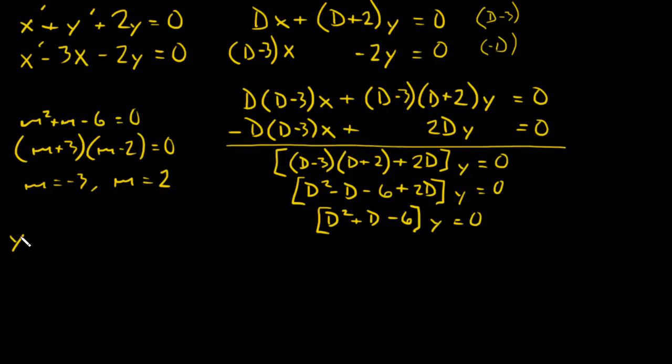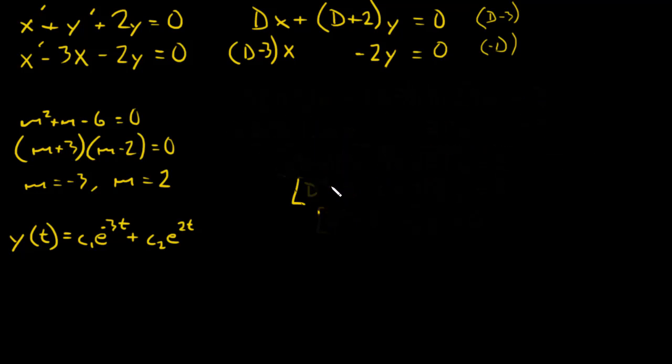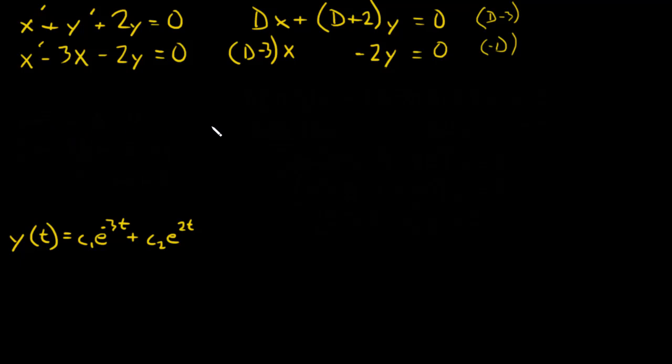Y of t is going to equal c1 e to the negative 3t plus c2 e to the positive 2t. Okay? So now we're going to do the exact same process, except we're going to eliminate the y's this time. So let me clear all this. Get a larger brush size, make short work of it. Okay, erase the little factors there.